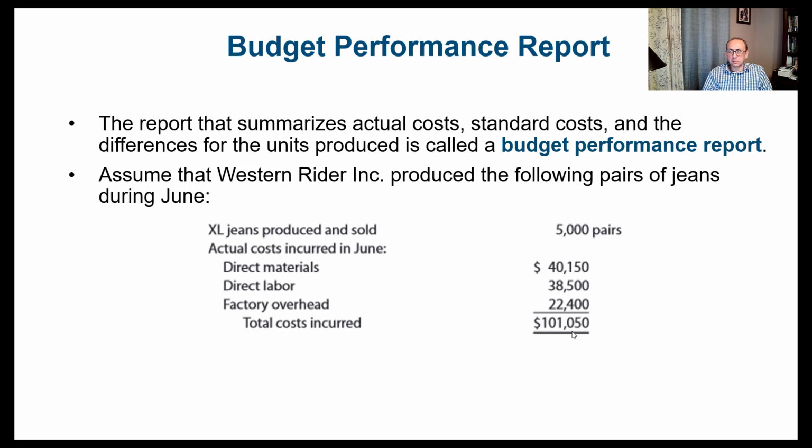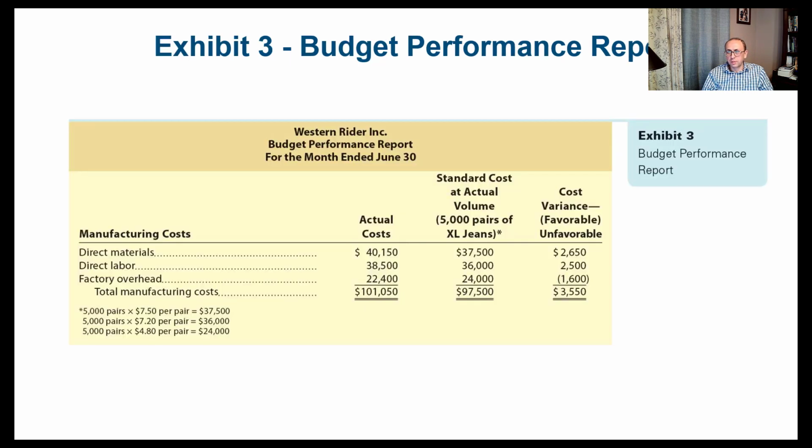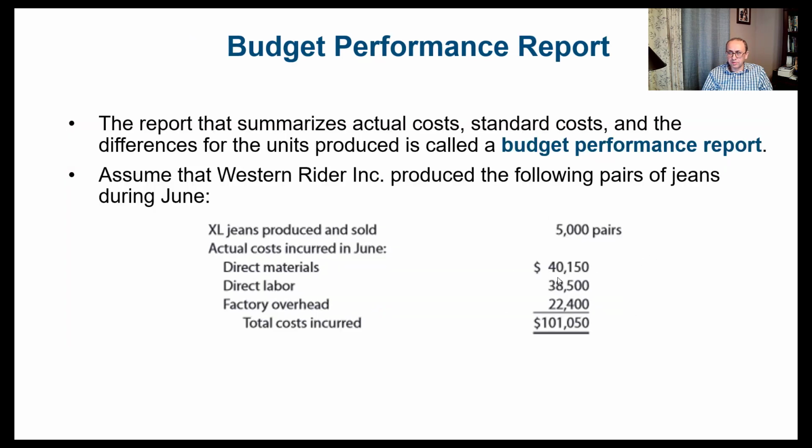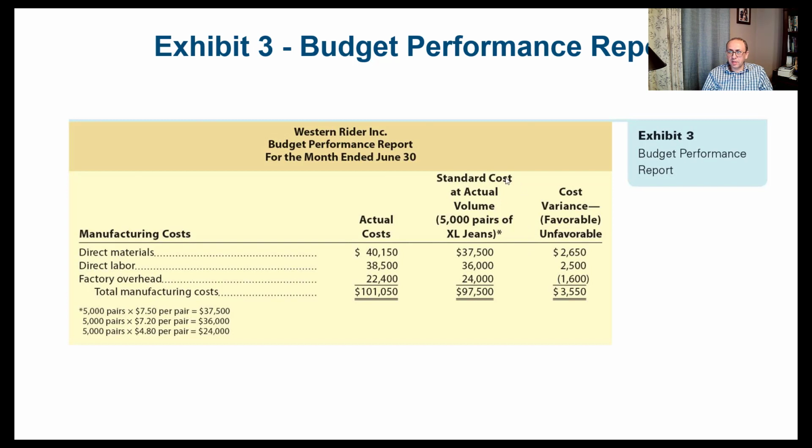So in the next slide, we're going to see the budget performance report. The budget performance report would have three columns, or maybe you can have the first column here as manufacturing cost, or the details of the manufacturing cost, the three components, and then we have three columns that would represent the values. So the first column is the actual cost incurred that we just had in the previous slide, and then we'll have the standard cost at actual volume.